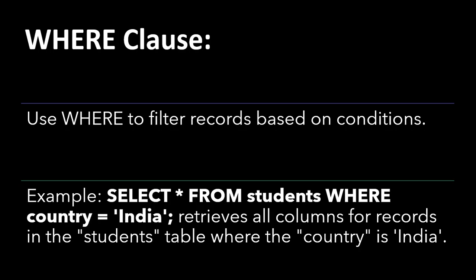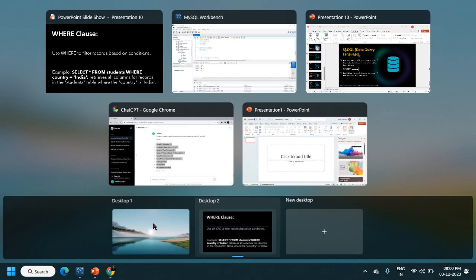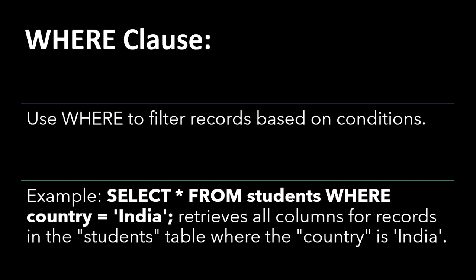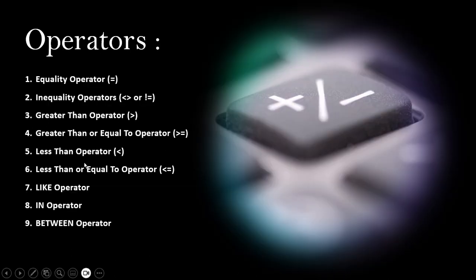Then, if I want to add a filter while retrieving, we use the where clause. We use where to filter the records based on some condition. For example, select all records from students where country is equal to India. I can also use more operators, for example equal to, not equal to, greater than, lesser than, lesser than or equal to, like operator, in operator, and between operator. I can use all these operators to filter the data.